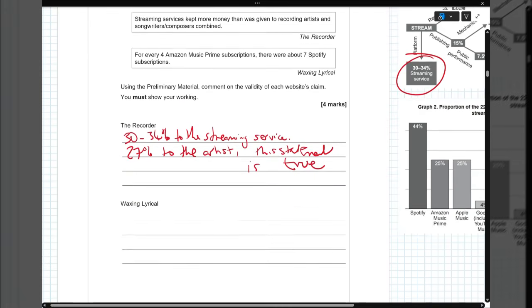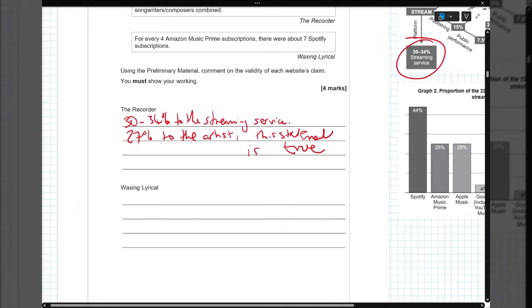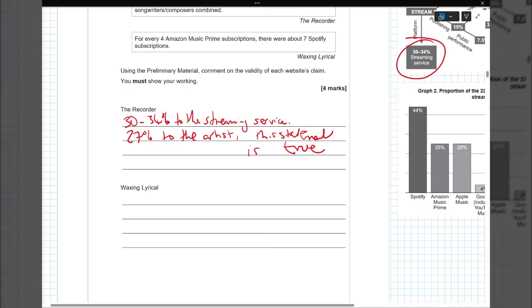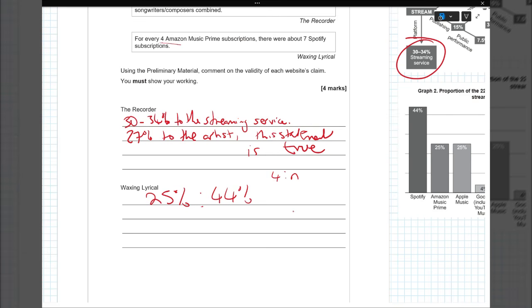Okay, now, there are 8 methods on this in the mark scheme. 8 methods. I'll show you my method. I think it's pretty good. So Amazon Music Prime is 25% of the proportion. And then Spotify is 44%. So I want to know, because it's saying for every 4, I want it to be in the format of 4 to n. I'm going to create this ratio.